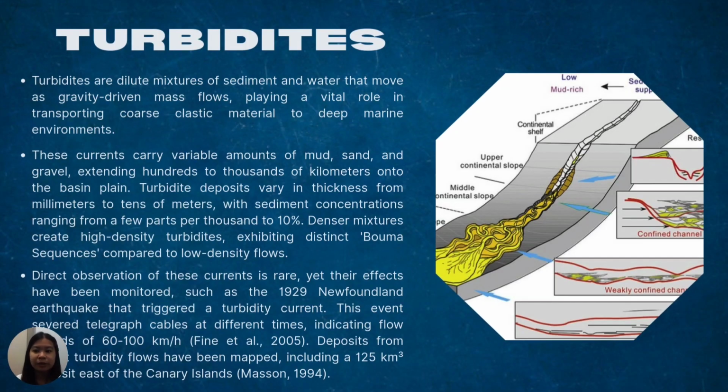These flows, which can move at speeds up to 100 kilometers per hour, as evidenced by events like the 1929 Newfoundland earthquake, create characteristic sedimentary layers and play a crucial role in shaping deep sea sedimentary environments by distributing large volumes of materials over extensive distances.